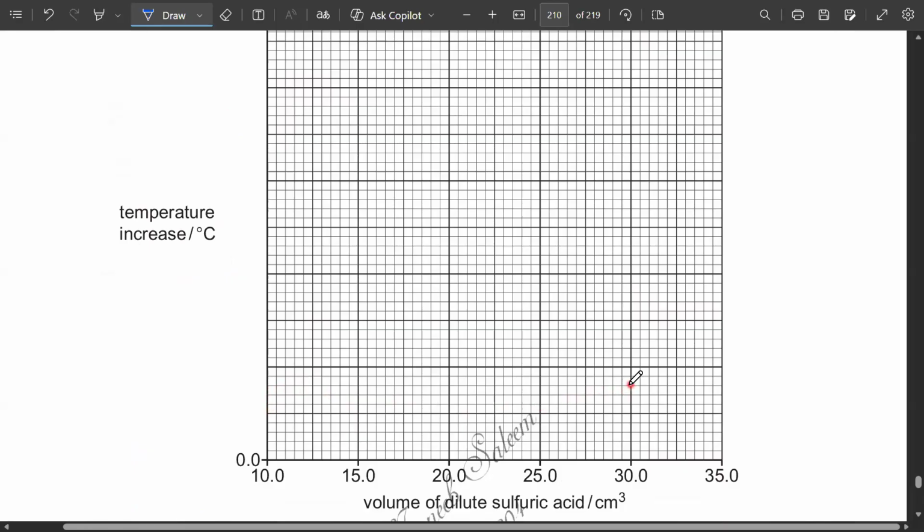So 8 degrees was there for 30 cm³, then 15 degrees for 25, and then we had 12.0 for 20, and then we had 16.5 for 15, and at the last it was 24 for the 10 cm³. So the line of best fit is something like this.